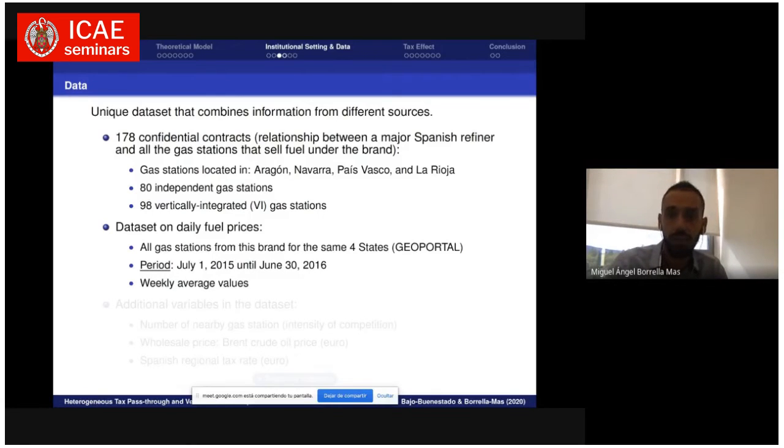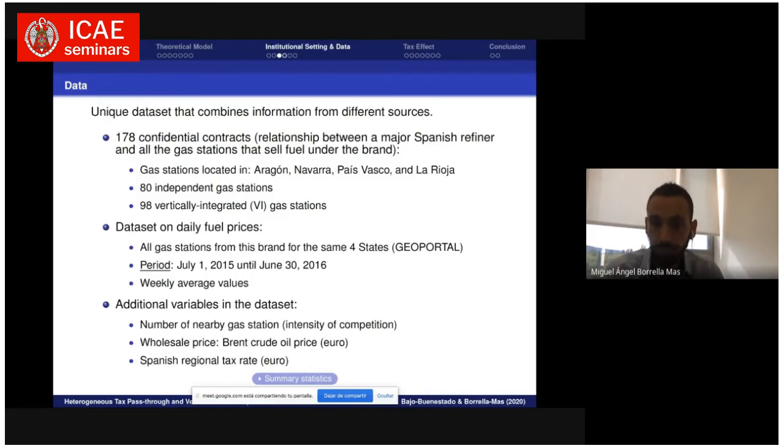What do we have additionally in our data set? We use, first of all, the number of nearby gas stations as a measure of intensity of competition. Basically, we have the latitude and longitude of all gas stations, so we can calculate, for example, within a 2 kilometer radius how many gas stations there are, and this is what we include in our setting. We also use the wholesale price to control for the cost of the gas station, and we use the Brent crude oil price, although results are robust also using the Rotterdam price. Of course, we use the Spanish regional tax rate because it's exactly what we are going to exploit in our empirical analysis.